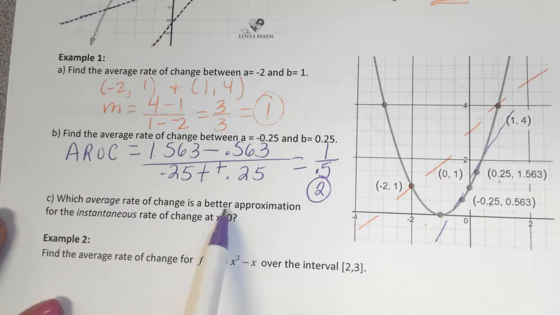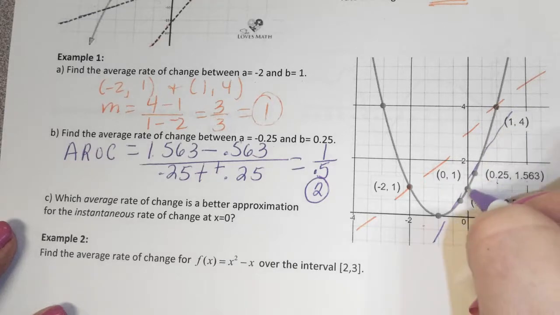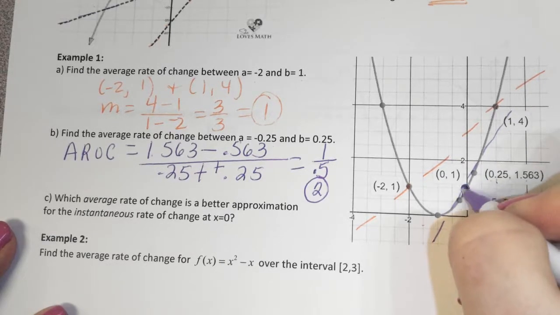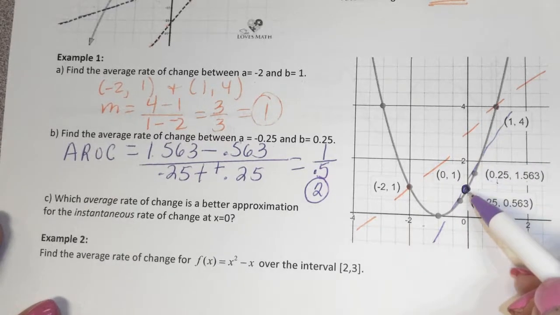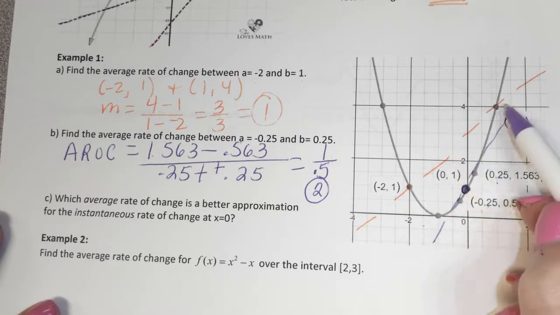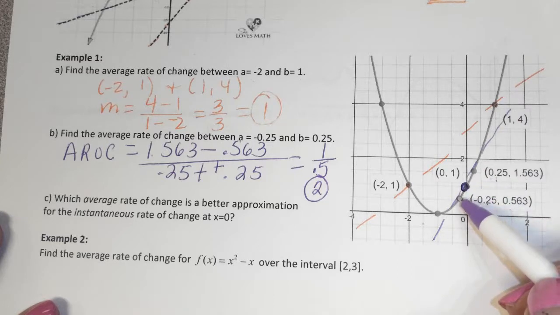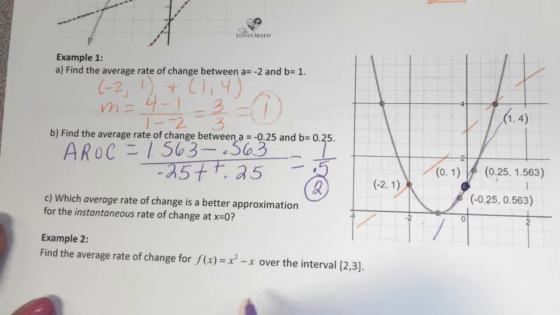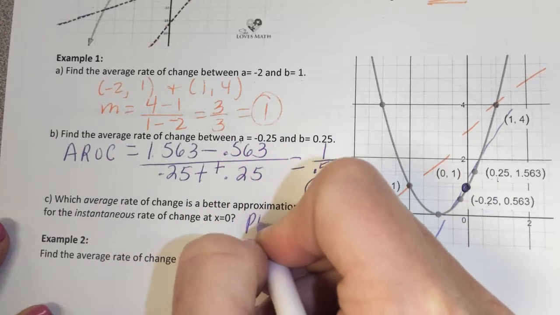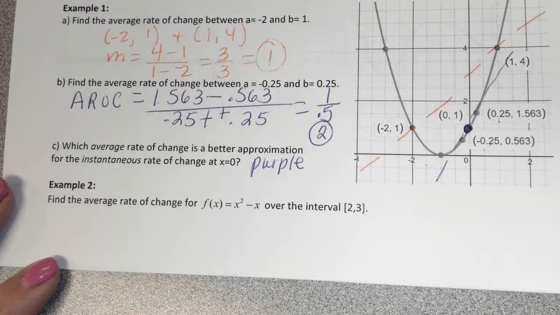Which average rate of change is a better approximation for the instantaneous rate of change at x equals 0? Here's x equals 0 right here. Which of those 2 points are closer together, the one in orange or the one in purple? I'm trying to find really the slope right here at 0. Is this a very good approximation for the slope of 0? No. But this one would be a pretty good approximation. So this slope is closer to 2 than it is to 1. So we would say then that the purple is going to be the better representation or approximation.